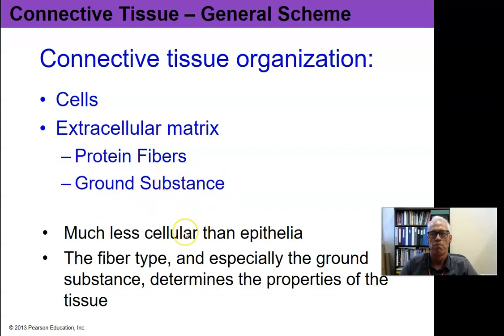So each time we look at a tissue, remember to be paying attention to identify the resident cell type, any other cells that may be present, and what kind of protein fibers they are. There are a few different proteins which may be present, and what is it about the ground substance that contributes to the overall properties of the tissue.